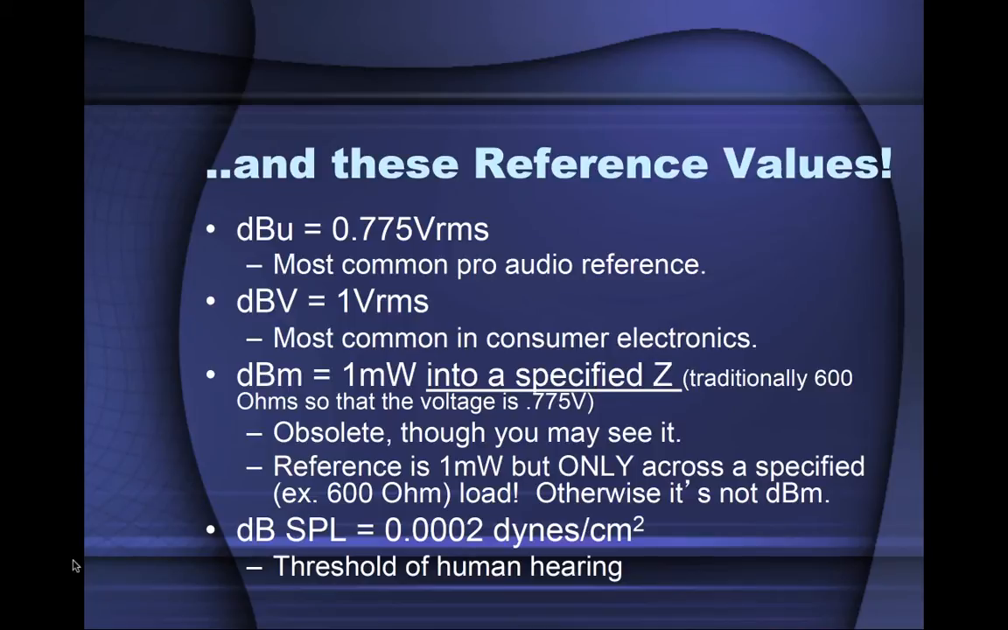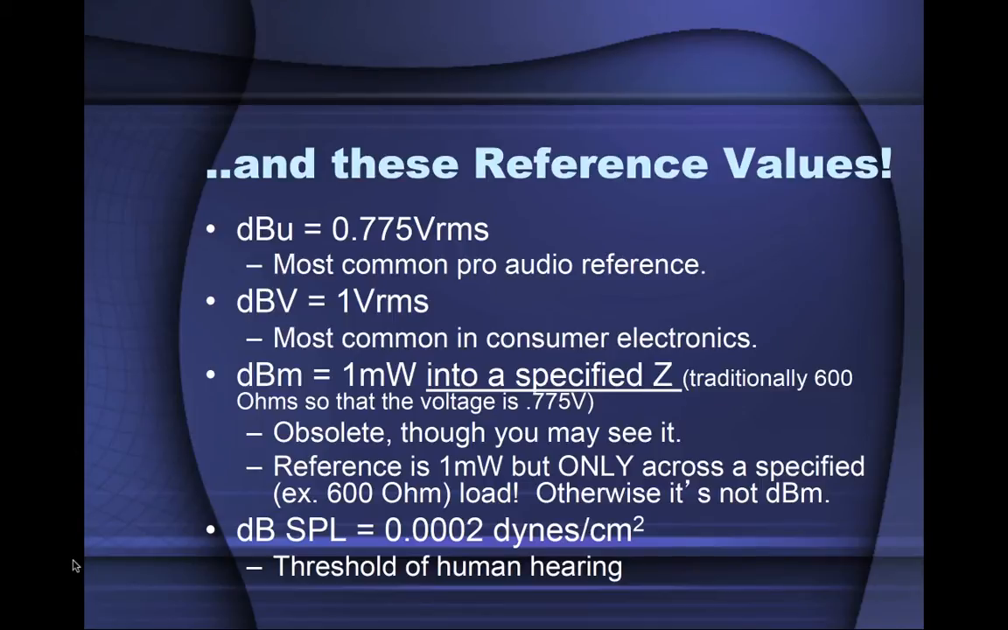Because remember, we talked about a dB by itself not being an absolute measurement of anything, but a dBu, dBV, dBm, dBSPL, those are actual values because they are a comparison to a known reference. And in this case, the reference for dBu is 0.775 volts. The reference value for dBV, which we may also call dB big V, is 1 volt.